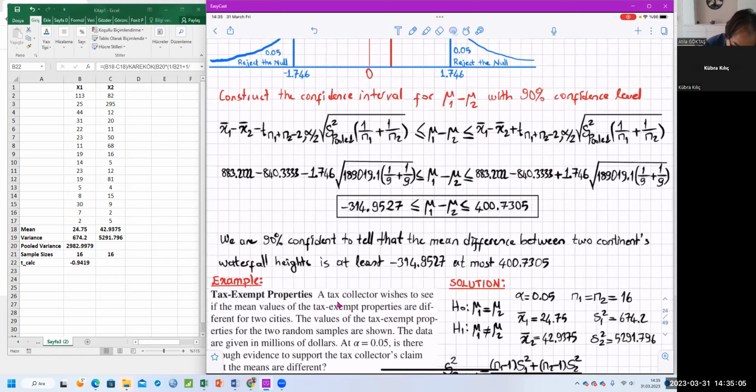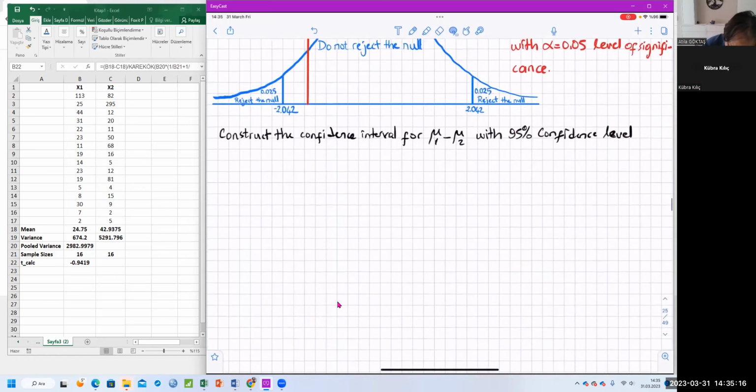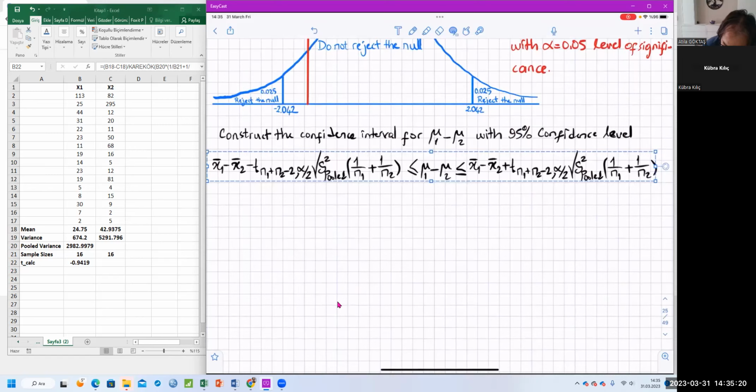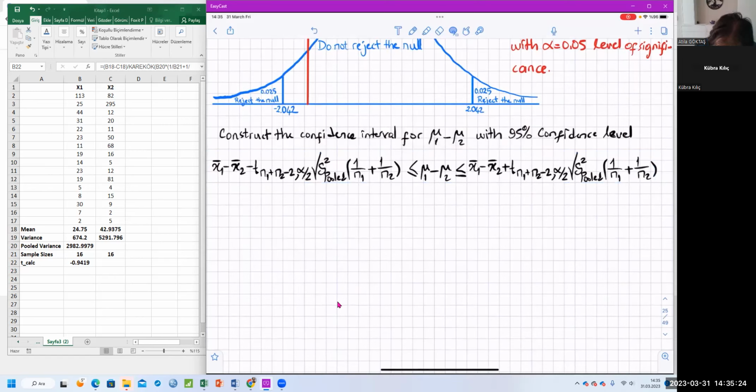I'm going to copy the confidence interval formula and place it here. Okay. Also have another one here.